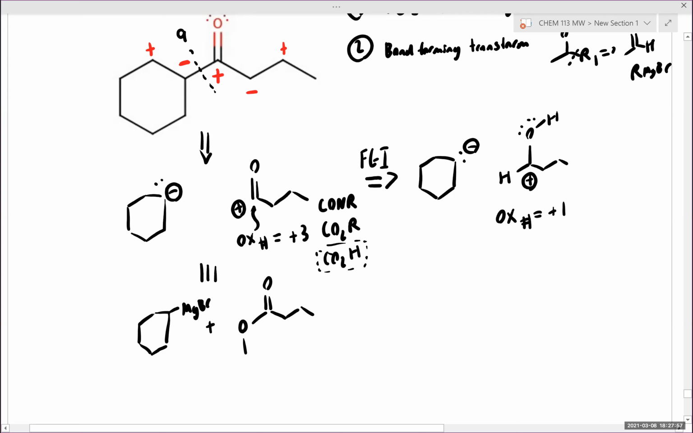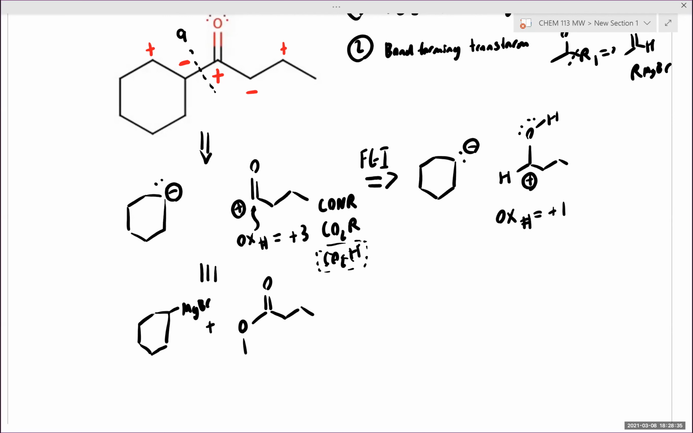Now, what's a problem with the carboxylic acid? And it brings up this idea of chemoselectivity. What's the problem with using a carboxylic acid in this case? I have one student commenting in the chat, the hydrogen. That's exactly right. The carboxylic acid functionality is acidic. And acidic functional groups, such as alcohols and carboxylic acids, are incompatible with Grignards.